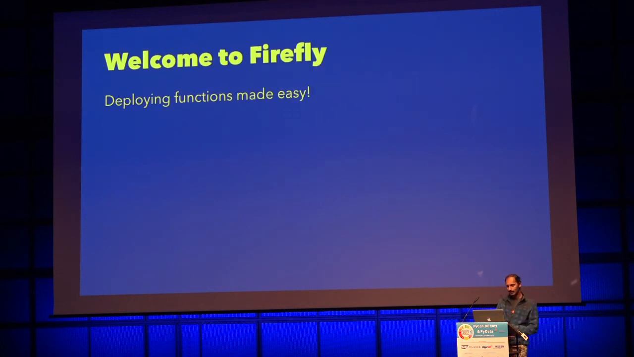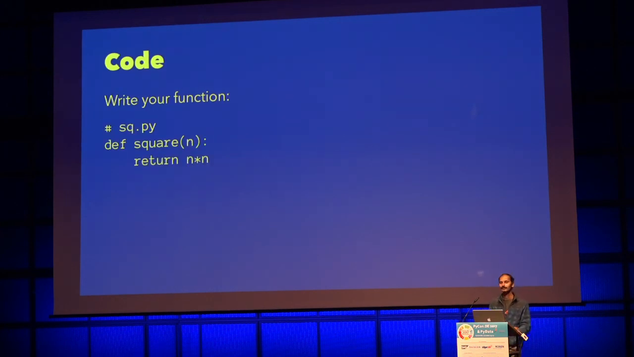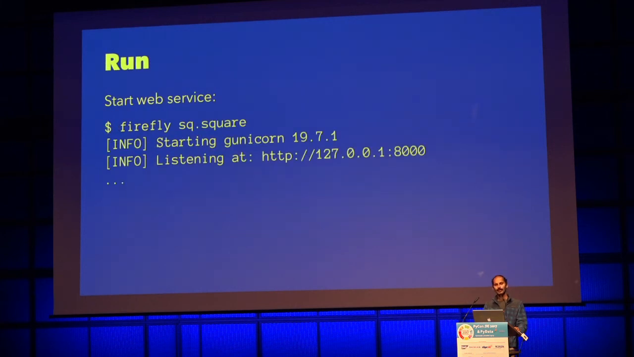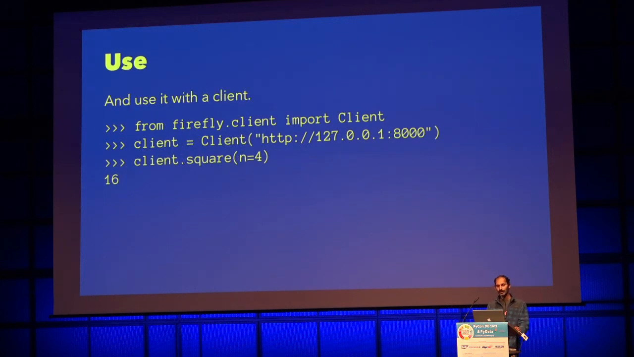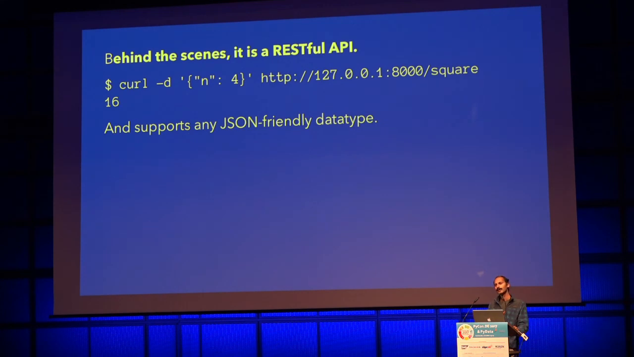So we have written a tool called Firefly. It's an open source tool for making deploying Python functions easy. All you have to do is write a function. Let's say a function square. It takes a number and computes its square. Then to expose an API, you say firefly square.square, and there you go, you have an API to use. And how to use it? You create a client, and then say client.square with n equals 2, and it calls it via the API. Behind the scenes, it is actually a RESTful API. It sends a POST request and gets the response back.